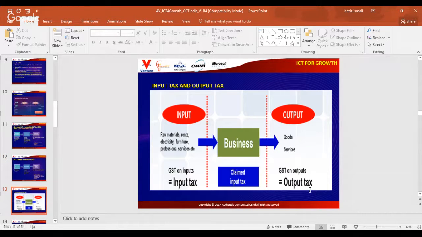Okay, so this is some example of the definition of the input tax and output tax. If you buy from somebody else, whether it's raw material, rent, electricity, furniture, services, or anything, and they charge you the GST, right? So that is your input tax. And then when you sell something, goods and services, and you charge GST for it, that is the output tax.